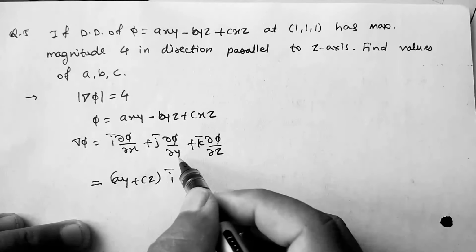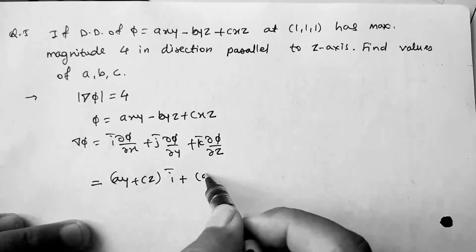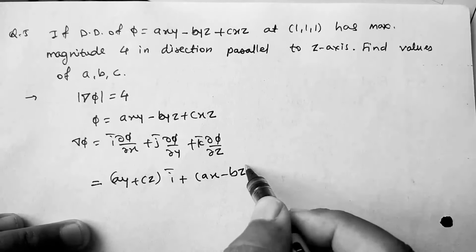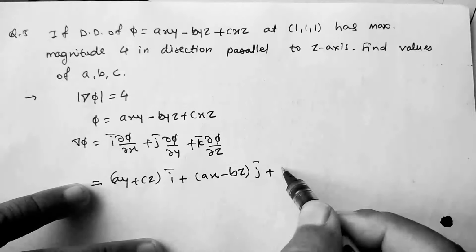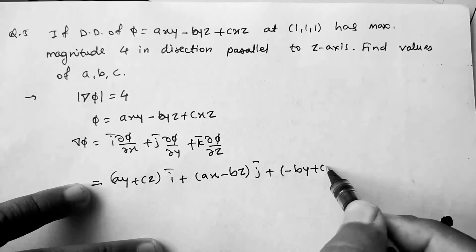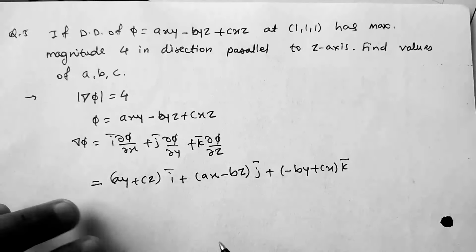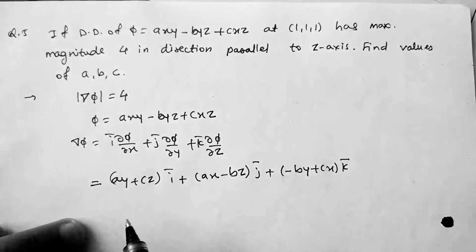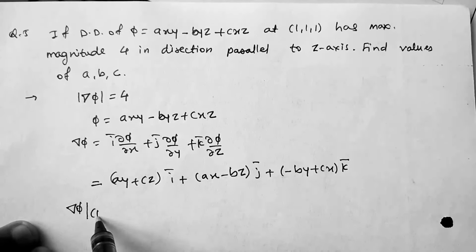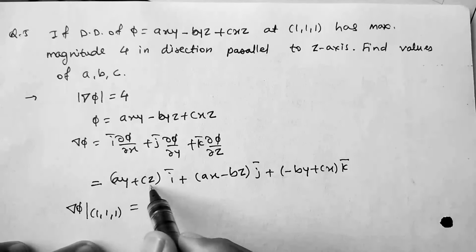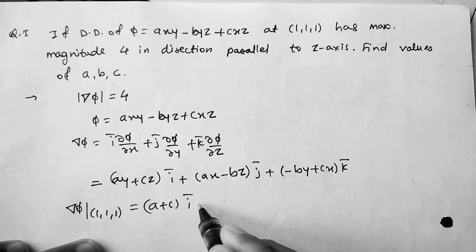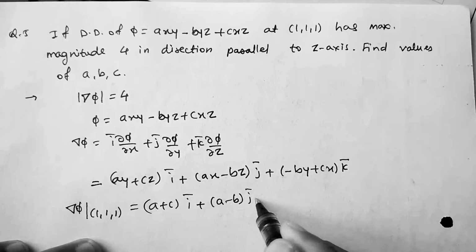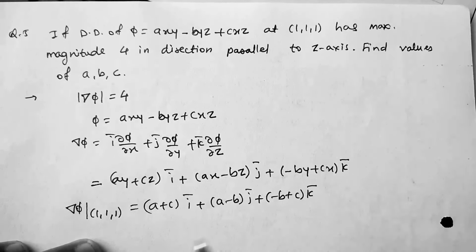Then ∂φ/∂y is given by (ax minus bz) j bar, and ∂φ/∂z is given by (minus by plus cx) k bar, and the directional derivative is given at point (1, 1, 1). So del phi at point (1, 1, 1), put x equals 1, y equals 1, z equals 1, we will get (a plus c) into i bar, (a minus b) into j bar plus (minus b plus c) into k bar. This is the value of del phi at point (1, 1, 1).